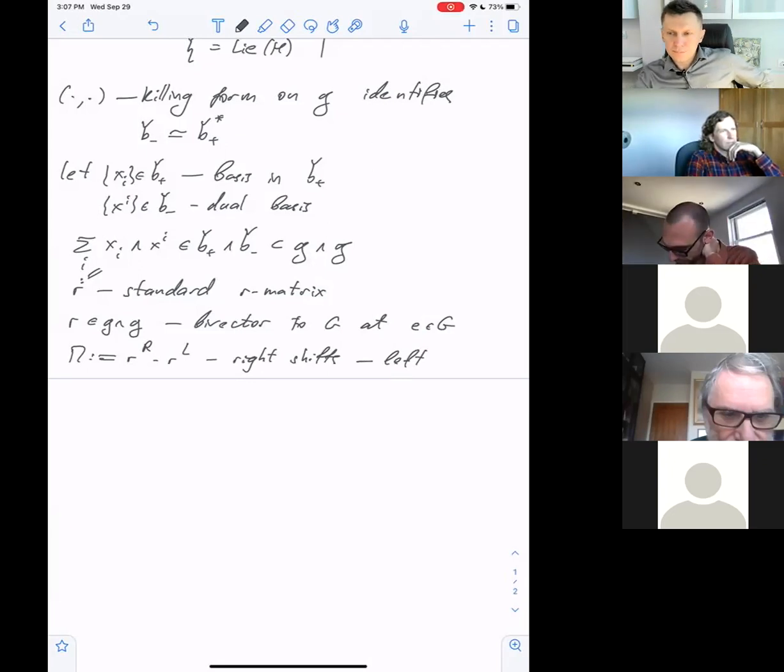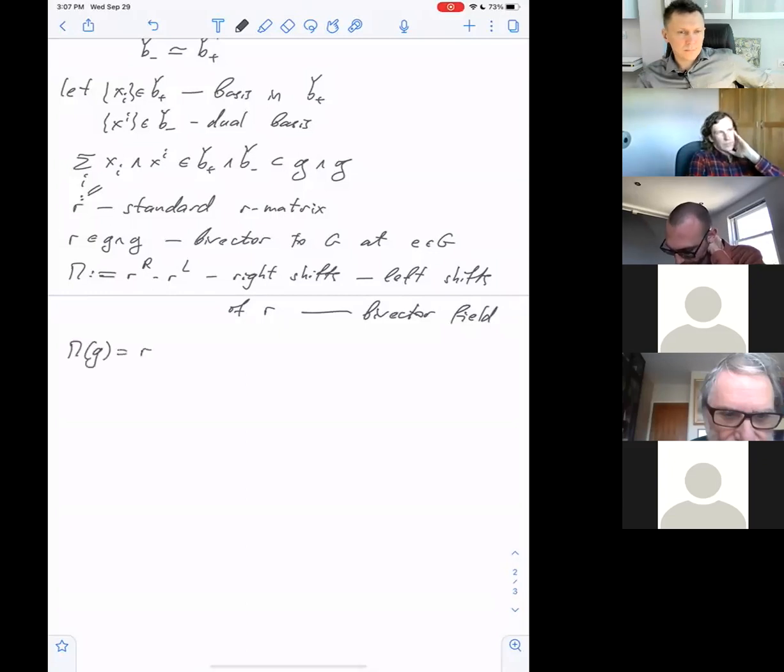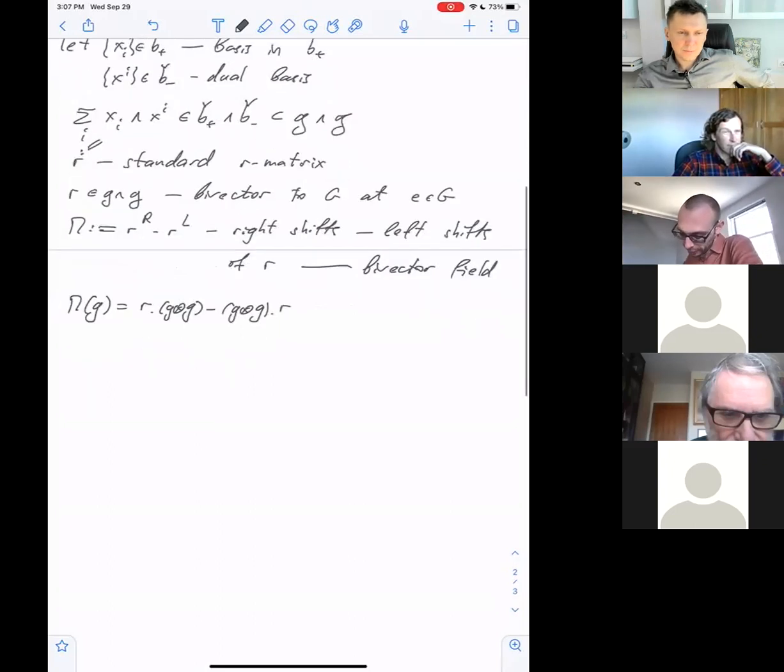So it's right shift minus left shift of R, right? And this is a bivector field. So in other words, when I say that it's right shift minus left shift, I just mean that pi at an element g of the group is this R matrix which we act on by g tensor g on the right, minus when we act on the left. But of course I need to induce the action on the bivector. And what happens if I do that?